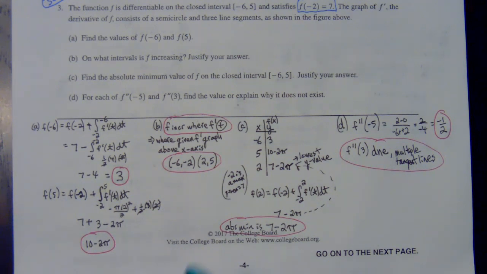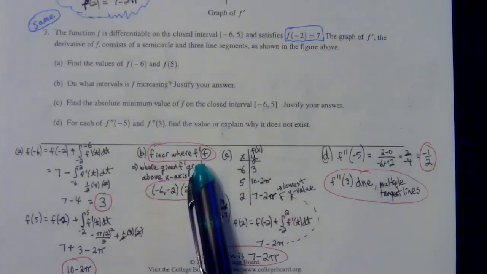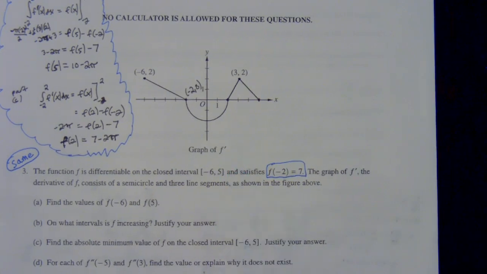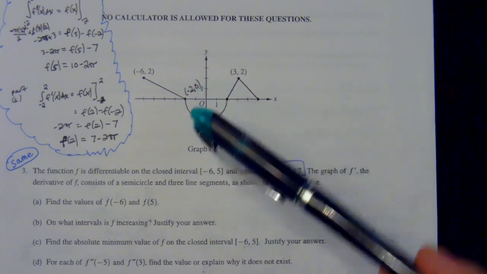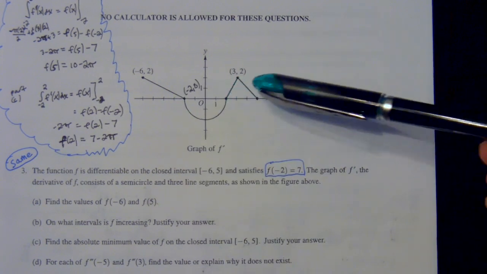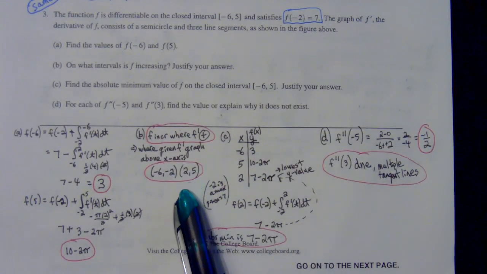Letter B says, where is f increasing? That's an easy one. We know f is increasing where the f prime is positive. And if we give you the f prime graph and say, where is that graph positive? That means where does that graph have positive y values? Where is that graph above the x-axis? That's in between -6 and -2, and that's in between 2 and 5. And we always use the open intervals for increasing, decreasing functions right there.